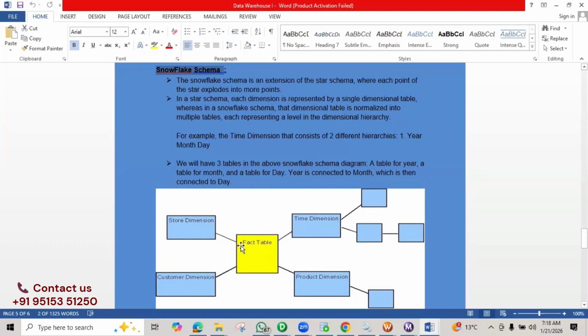In the same manner, the fact table will contain the foreign key and the dimension table will contain the primary key. How can we remember? FF: fact table, foreign key. And PP: dimension table, primary key. Okay, and wherever an extension is there, it may contain an optional foreign key also.